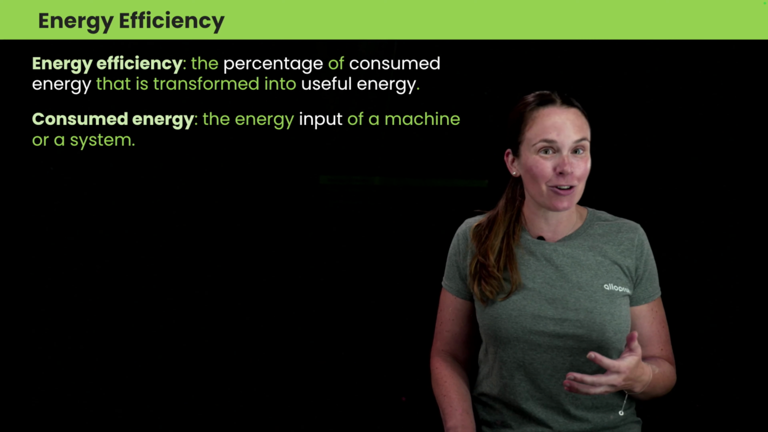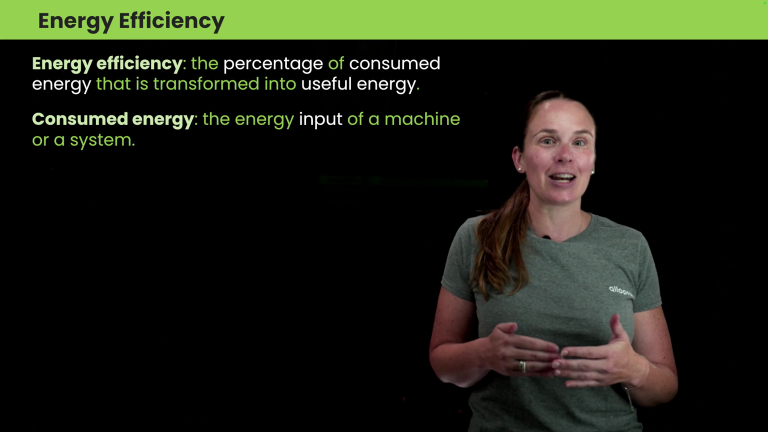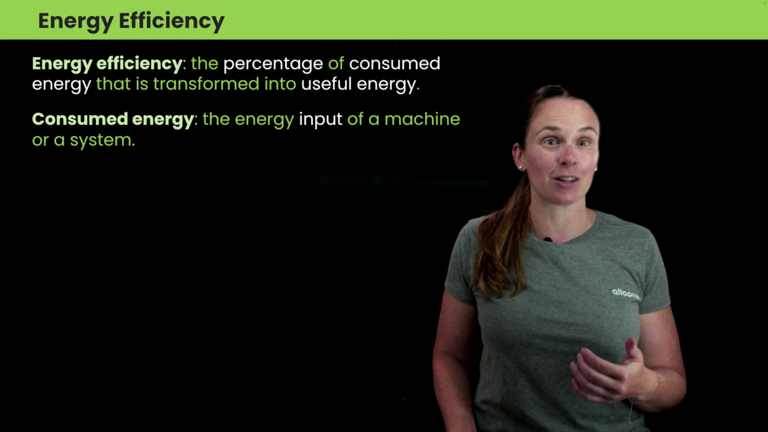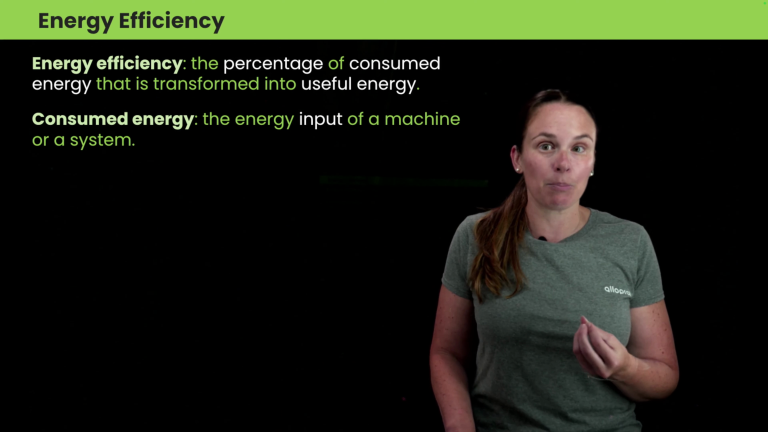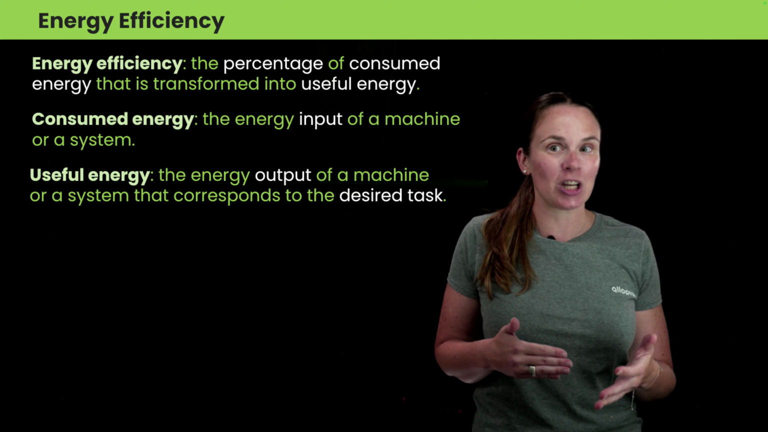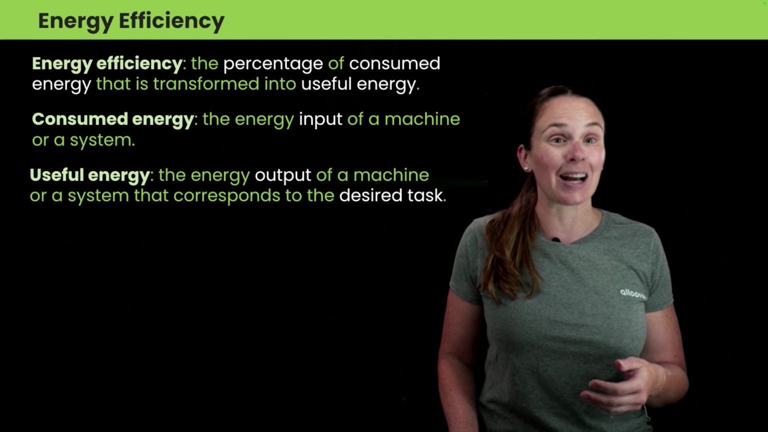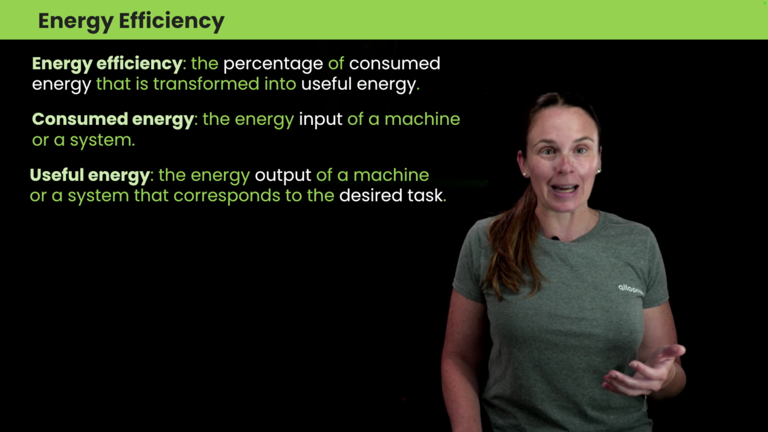Consumed energy is something we need to understand as well, because that's in the definition. It is the energy input of a machine or system. So what the machine or the system consumes is its input. We have useful energy, which is the energy output of a machine or a system that corresponds to the desired task, whether that be washing clothes or turning on a light.